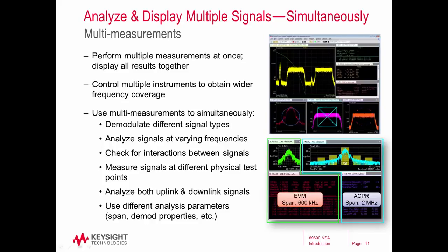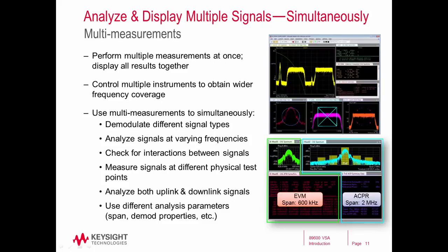Depending on what hardware you're using, there are different ways to configure this. You can either use a single wide bandwidth front end, say an oscilloscope, to capture a large chunk of spectrum with multiple signals in it, or you could control several different analyzers to obtain and measure several different signals at the same time. Multi-measurements could be used to demodulate different signals together, or analyze signals at different frequencies.